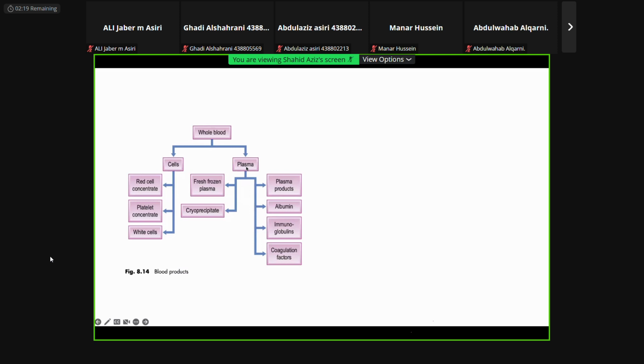In plasma, you can give fresh frozen plasma, which is rich in all the different types of clotting products, or cryoprecipitate, which is rich in factor VIII. You can give fresh frozen plasma for prevention of bleeding, such as in patients who have DIC. Sometimes you may give albumin transfusion, immunoglobulin transfusion, or transfusion of individual coagulation factors or other plasma protein products. These are the different types of transfusions that we can give from blood and blood products.